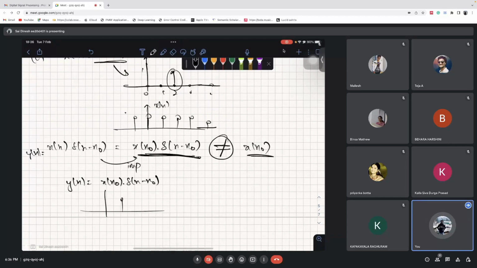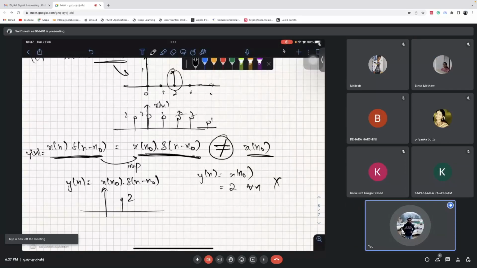So let's say the samples are 2, 2, 2, 2, 2, and the 1 is the impulse. What we are left with is 2. But if you say y of n is equal to x of n naught, it means that y of n is equal to 2 for all n, which is wrong. So I hope this concept is clear. Always x of n into delta of n minus n naught is equal to x of n naught into delta of n minus n naught, but not equal to x of n naught. Hope this is clear, right?